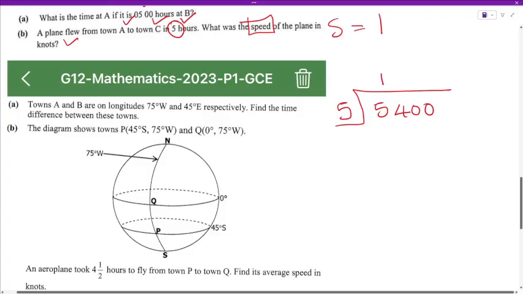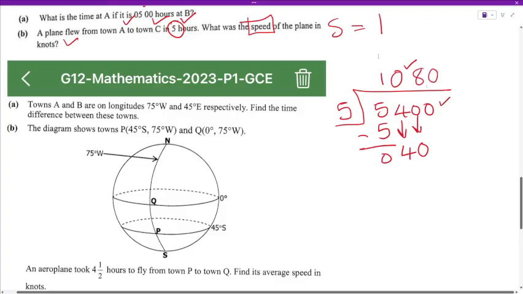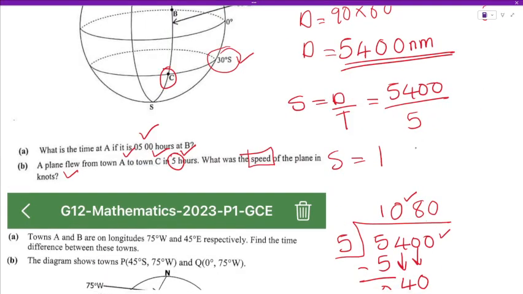5 into 5, 1. 1 times 5, 5. Subtract, get a 0, bring down a 4. I remember I got this question wrong once, so it stuck to me. 5 into 4, it can't. When it can't, you put a 0 there, bring down the next value. Once you bring down two values at the same time, you need to add a 0 up there. 5 into 40 goes there 8 times. You have a 0, just add it to your final answer. So meaning we know it's going to be 1080 there. So our speed is 1080 knots.